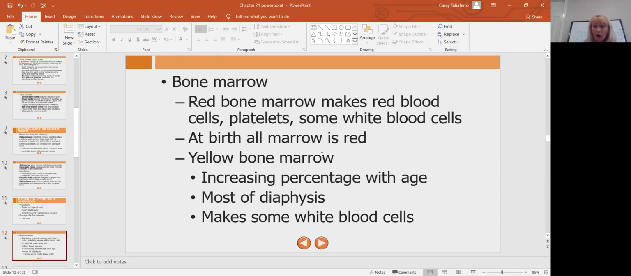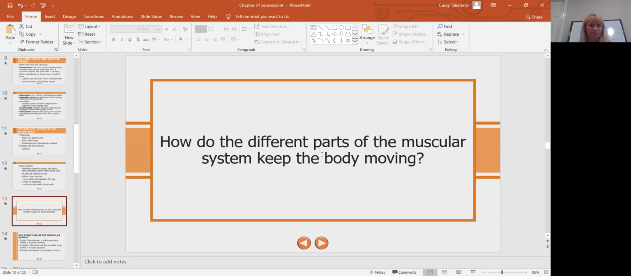Now, at birth, all you have is red marrow. As you get older, you start to develop yellow bone marrow, and that is most of your diaphysis. And this is where you make your white blood cells, which we talked about being important in your immune system.